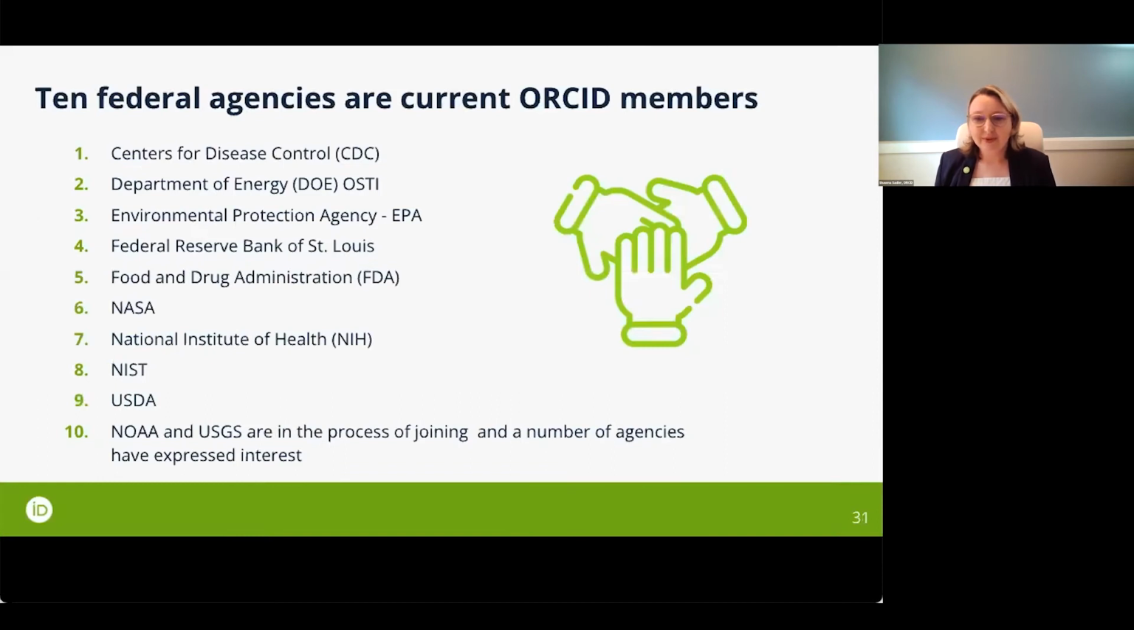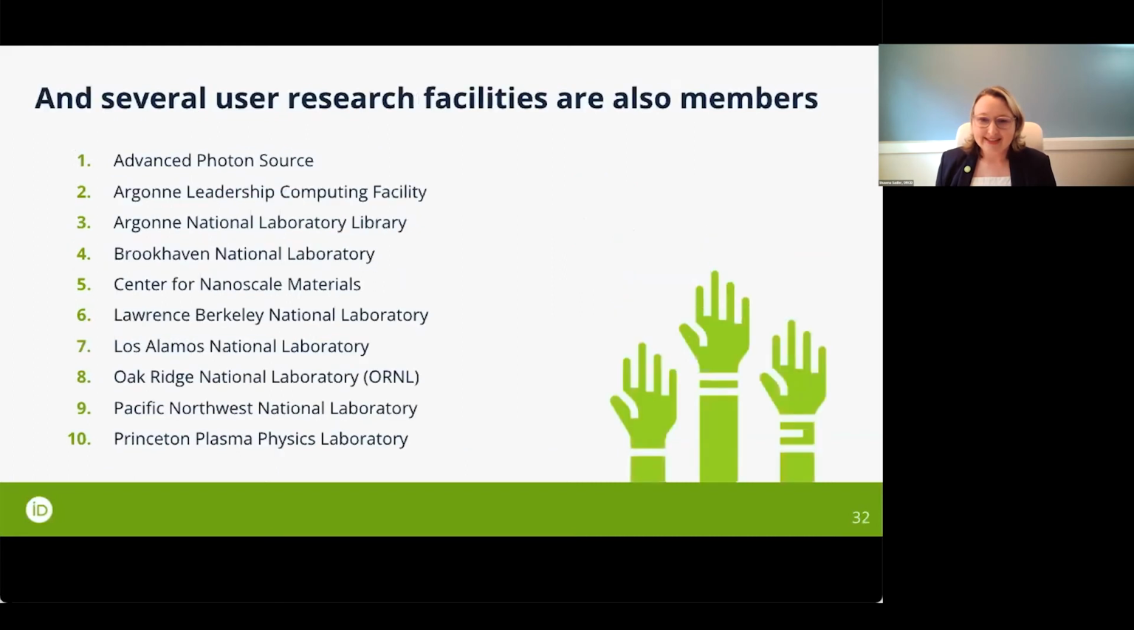So the full list of US federal agencies that have joined ORCID are listed here. Most have joined ORCID through the ORCID Consortium for Federal Agencies. NOAA and USGS are finalizing their memberships as we speak, and we've received interest from a number of other agencies as well. So there certainly seems to be great momentum of ORCID adoption with the federal agencies. And we've also seen significant ORCID adoption by the user research facilities as well. Most, if not all, are integrating ORCID and other persistent identifiers into their research administrative systems.